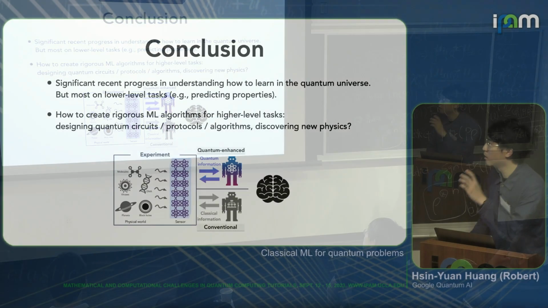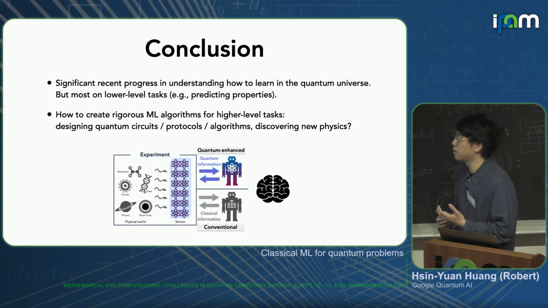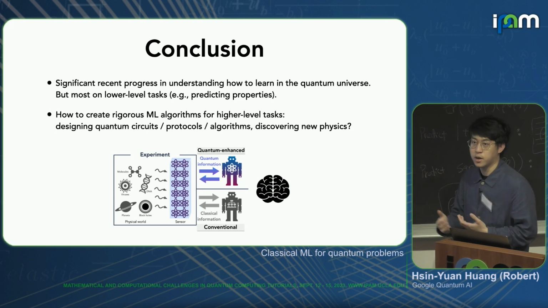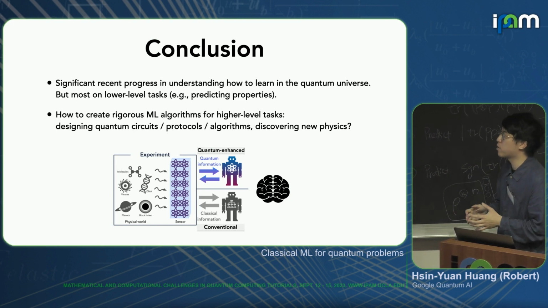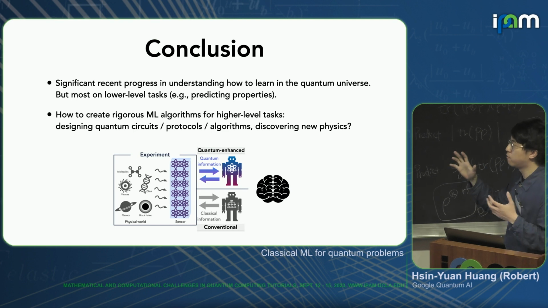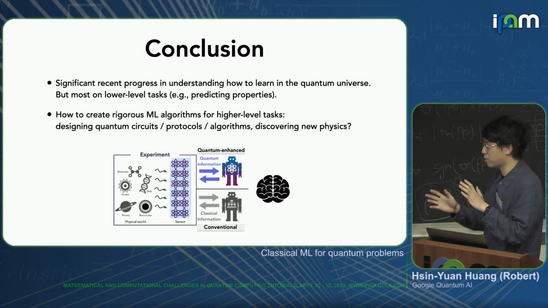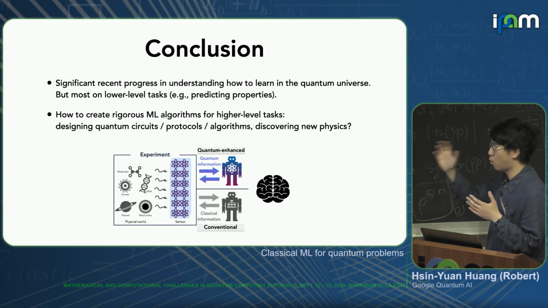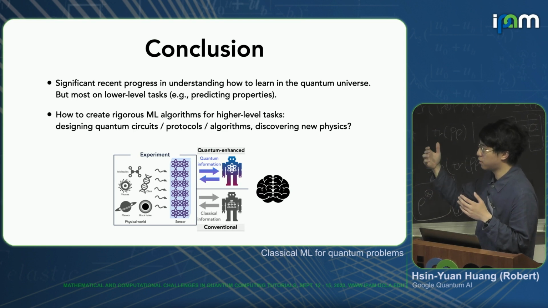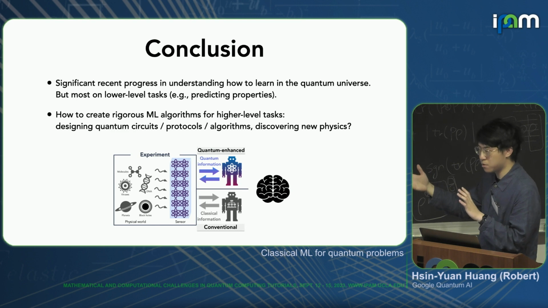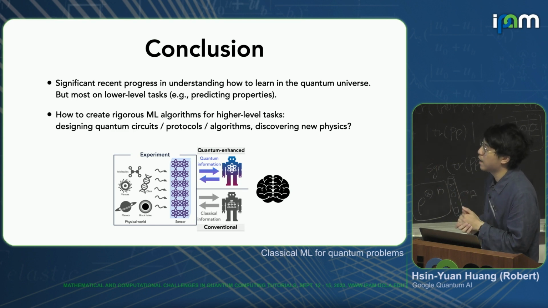So just to conclude, there has been a lot of progress in understanding how we can learn in the quantum universe. However, most of it has been focusing on some very fundamental tasks. We have some good understanding, of course, not everything is known. I think there's still a lot more to push on understanding how classical machines can learn about quantum systems. We're still working on it.